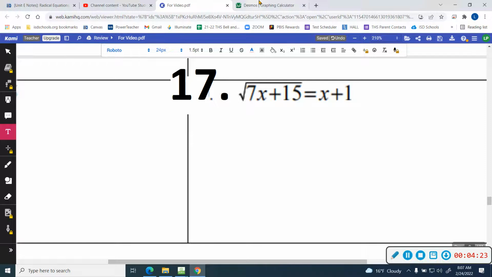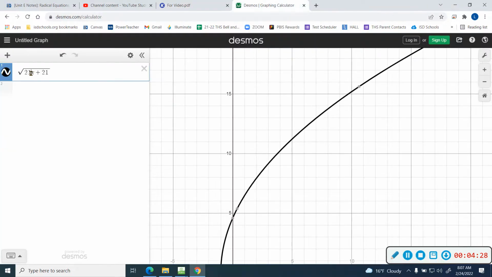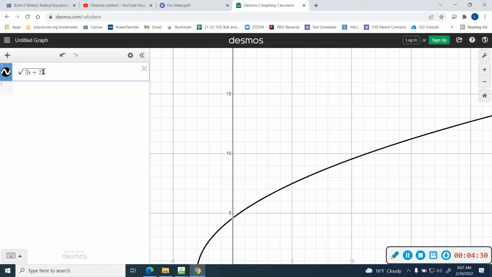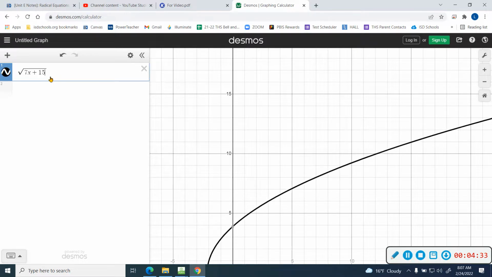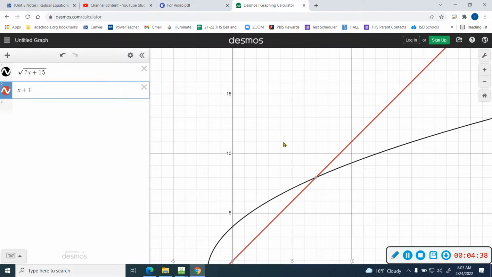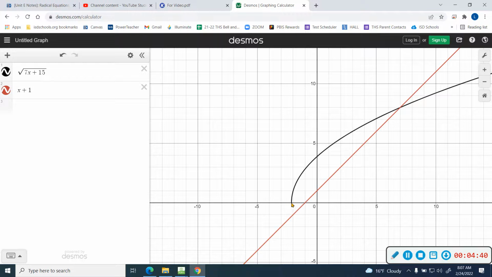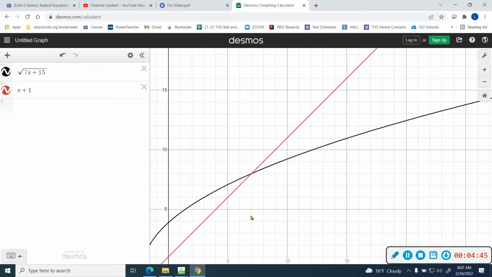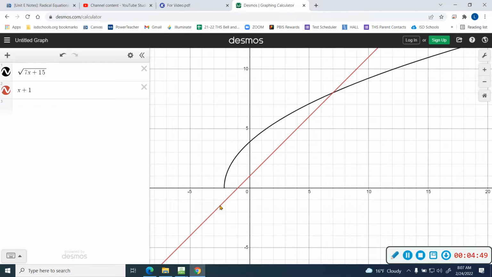Number 17, square root of 7x plus 15. And the other side's x plus 1. Look for the solutions. Oh boy, I almost thought there was going to be a solution there, but there's not. So there's only one solution here, and that's 7. If you were solving by hand, you would call that extraneous. So the only solution is 7.